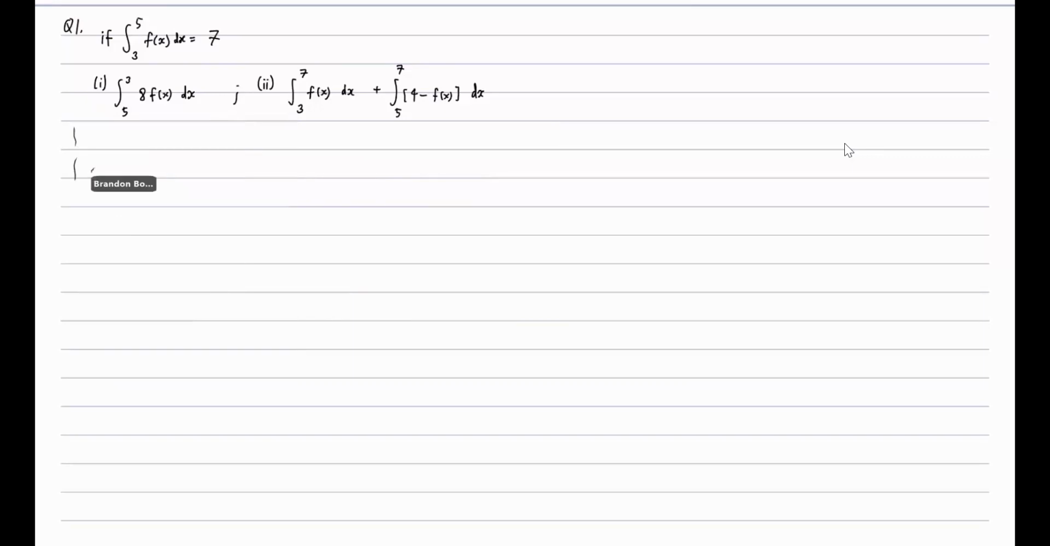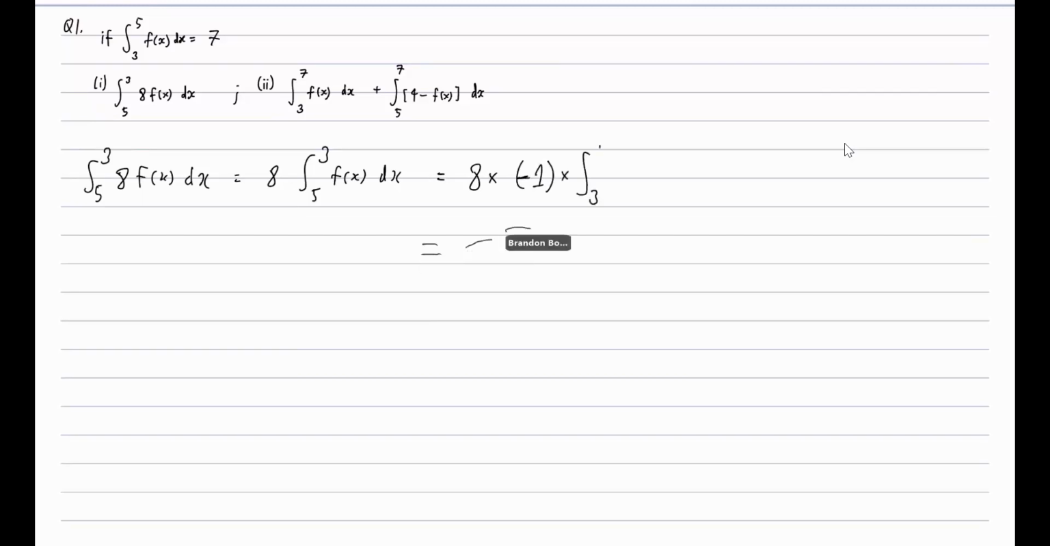Okay, let's just write it down. Integral from 5 to 3 of 8 f(x) dx. This will become 8 times the integral from 5 to 3 of f(x) dx, which equals 8 times, introduce a -1 and flip it around, integral from 3 to 5 of f(x) dx, which will become -8 times 7, which is -56.